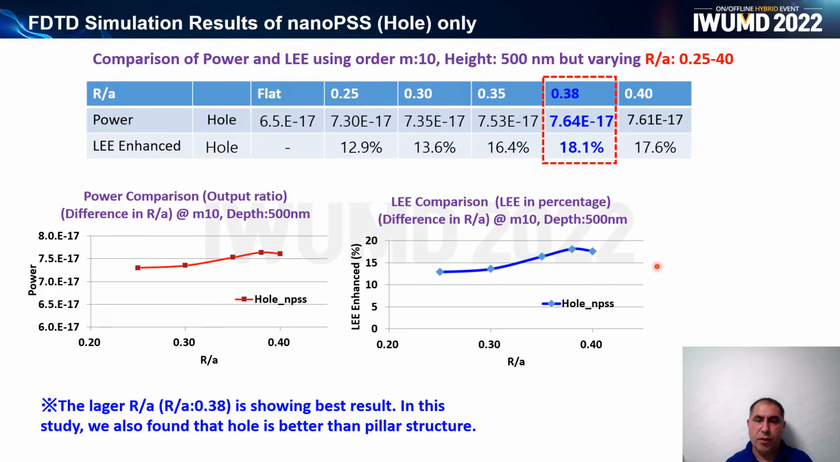I mentioned before. And here is the R by A value, and the enhanced light is shown as a function of the R by A value. You can see here by using order 10 and depth or height of the hole 500 nanometers, the R by A around 0.38 shows a good result. In this study, we also found that hole is better than pillar structure.